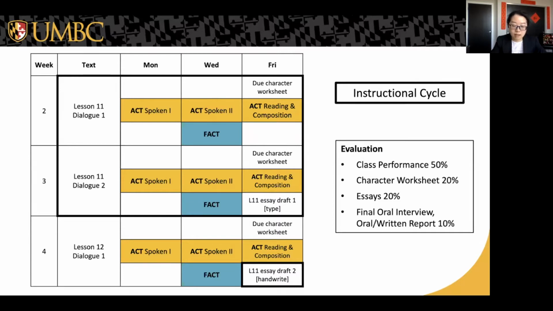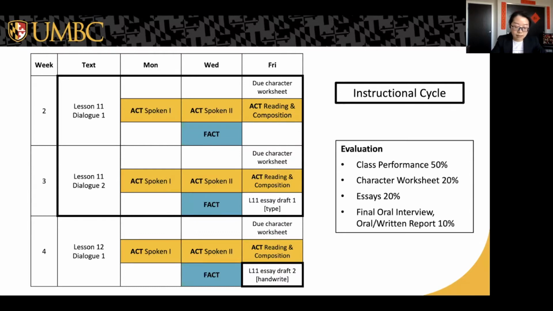Spoken 1 works on the first half of a new dialogue, and Spoken 2 works on the second half of that dialogue. By the time we finish this dialogue and settle down the spoken skills, we do a FACT class. This is when we discuss and reflect on the factual knowledge of grammar, words, and cultural rules, and allow questions to be asked. The FACT class is mainly in English.